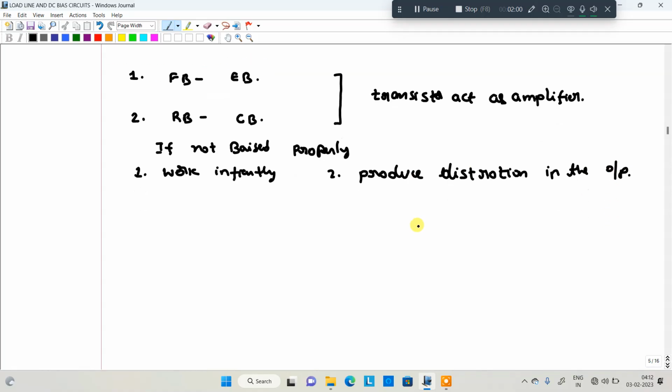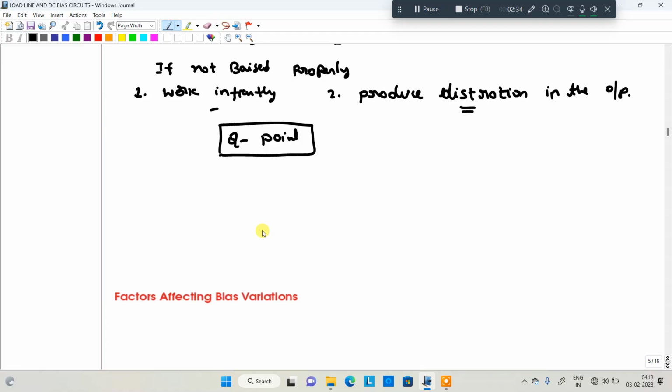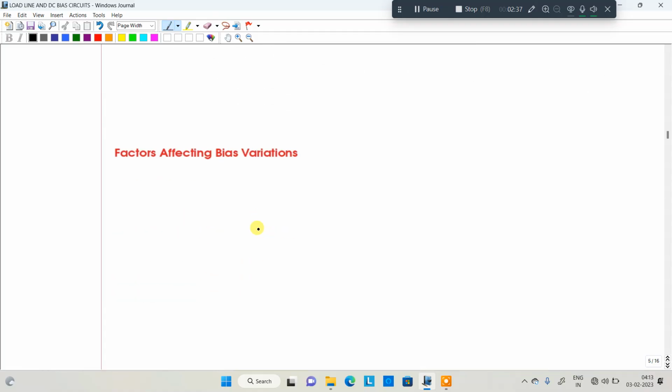So why does this happen? Because if it is not properly biased, the Q point, which we already discussed in the load line, is going to be shifted. Along the DC load line the Q point shifts and the output is going to be distorted. That is nothing but the operation working inefficiently, so we are not completely using that transistor. That's why we provide the biasing techniques. We have different factors that affect the bias variations, so we'll see those factors.